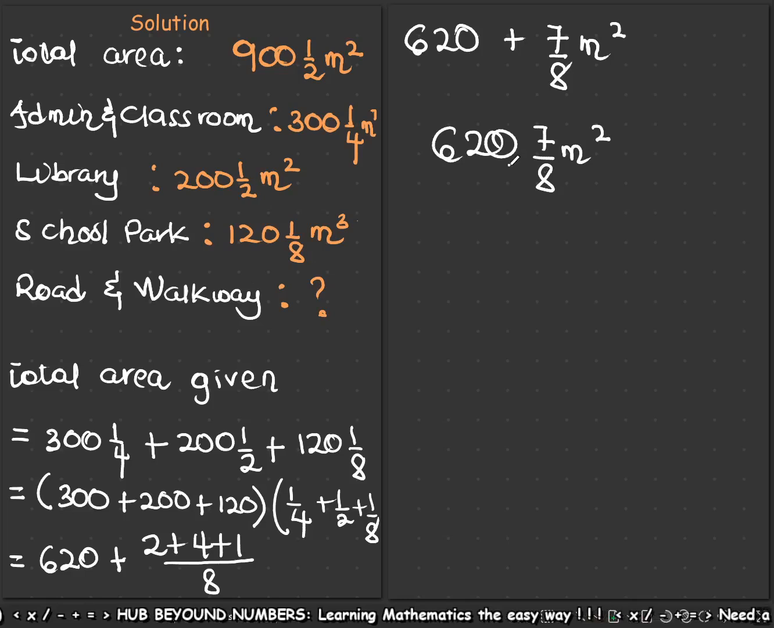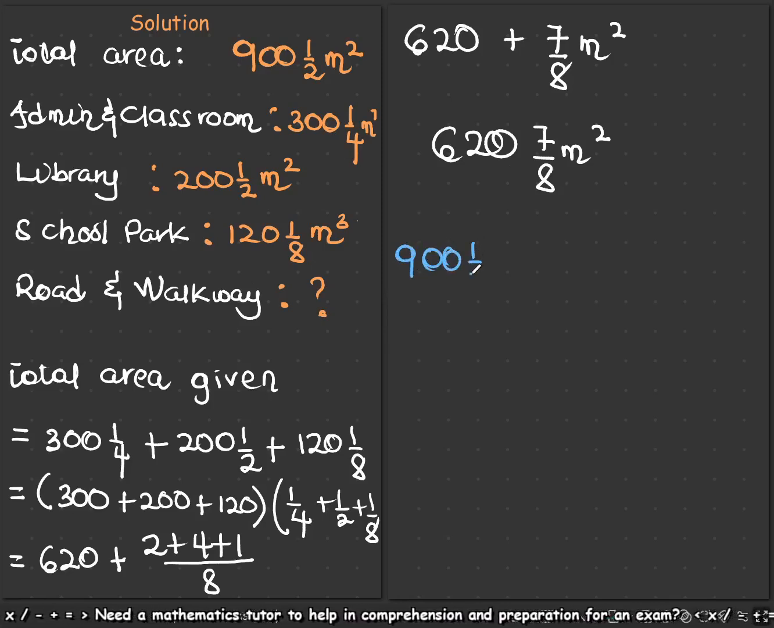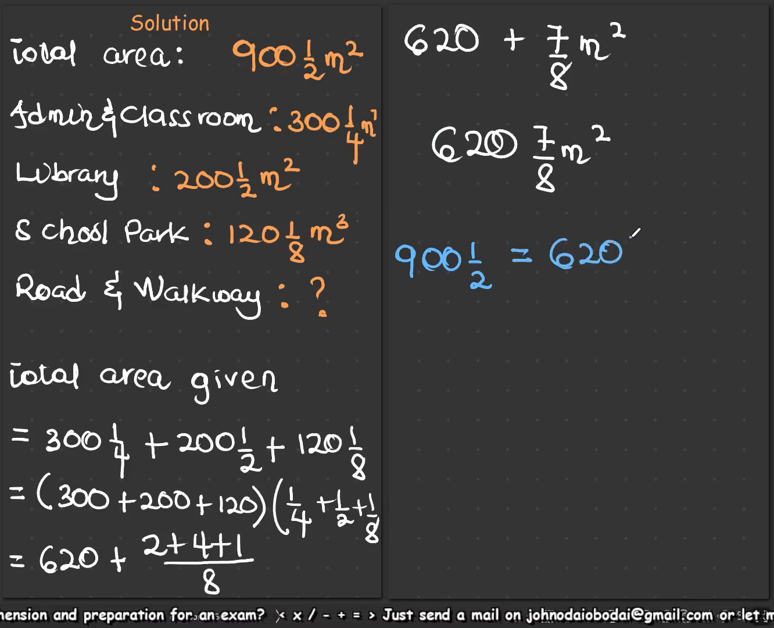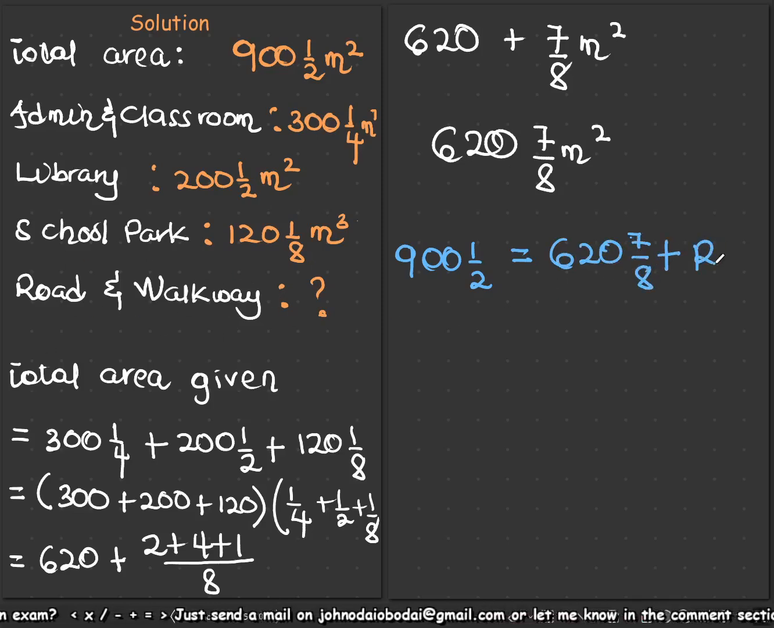Now this is the area that we know. For the walkways area that we don't know, if we add that to this, it should give us this over here. So what we are trying to say is the total area, which is 900 and a half meter squared, is actually equal to this area that we know, 620 whole number 7/8, plus the area of roads and then walkway all together. And then now it's about making this the subject.